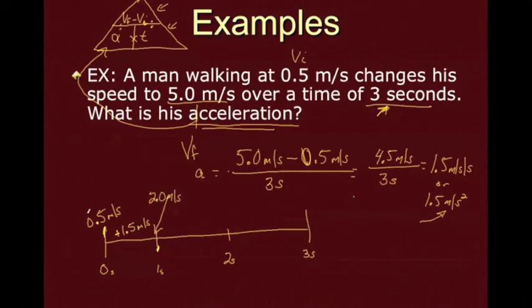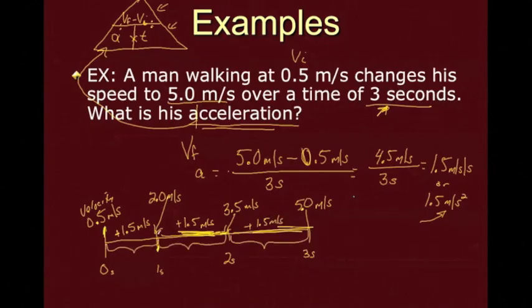That's his speed or his velocity. And in the next second, he once again increases his speed by 1.5 meters per second. So at 2 seconds, he would be traveling at 3.5 meters per second. And then he does it again during the third second. He eventually ends up at a speed of 5 meters per second. He accelerates at 1.5 meters per second every second. That is how we show what's going on here.